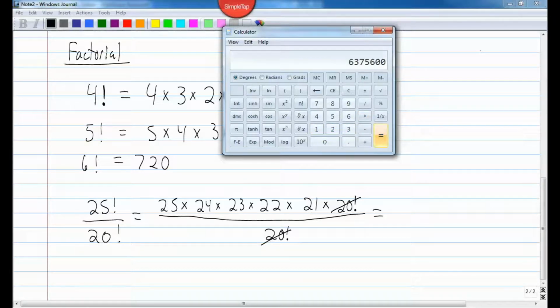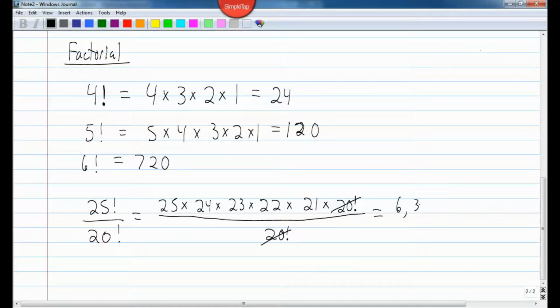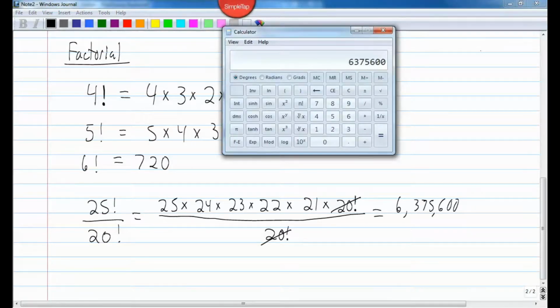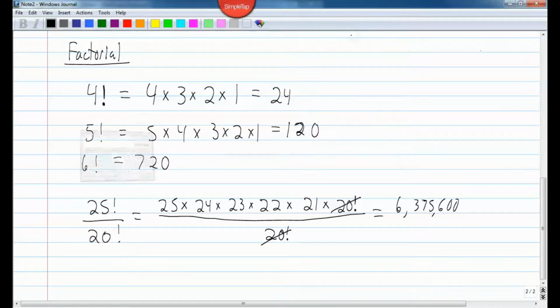Still a big number, 6,375,600. It's about what I make a year, by the way. I mean, it's still a big number, but it's a manageable number.